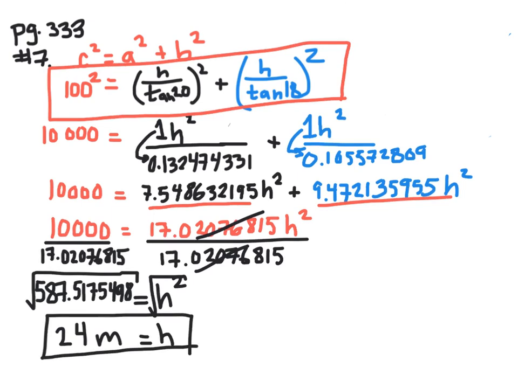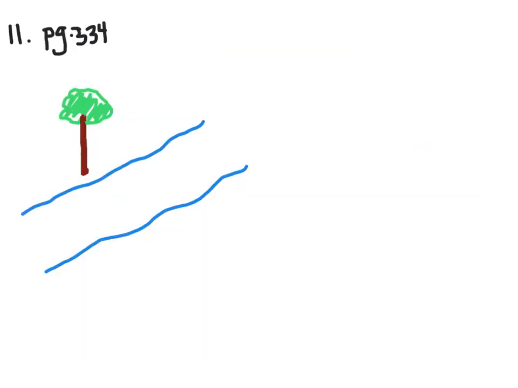It was actually a pretty tough problem because you'd have to somehow, some way, get all of the triangles and compare them somehow together like I did. So let's take a look at page 334, number 11.